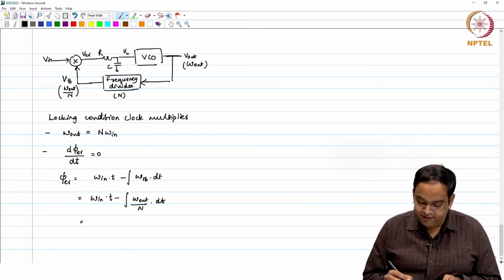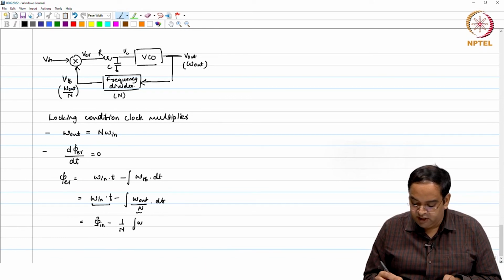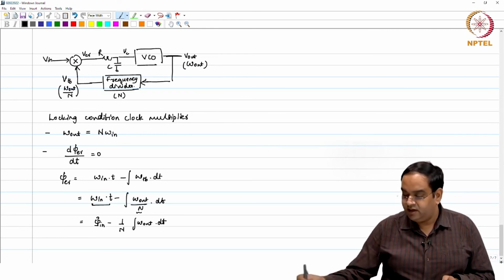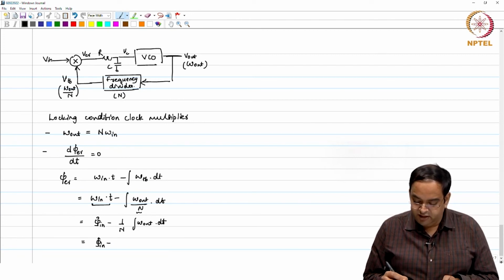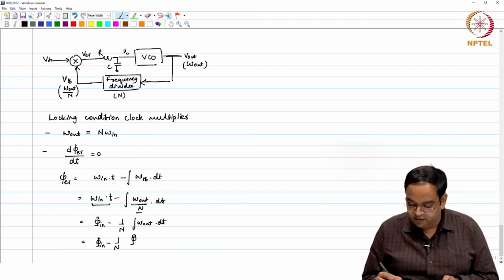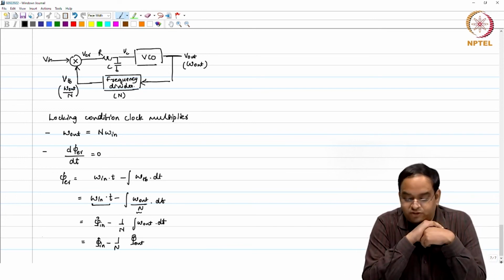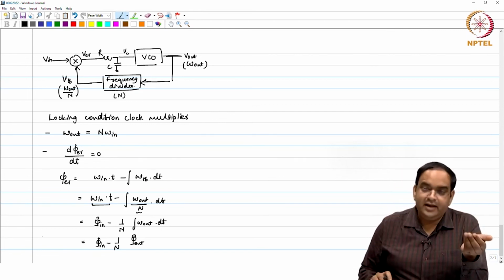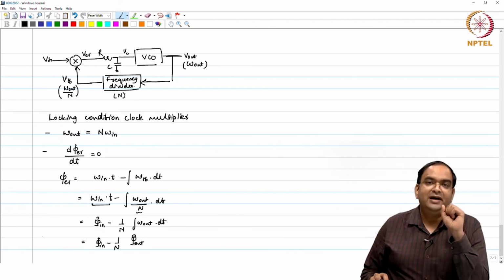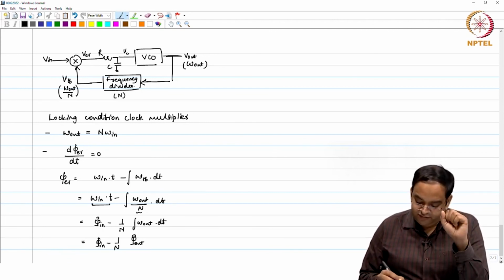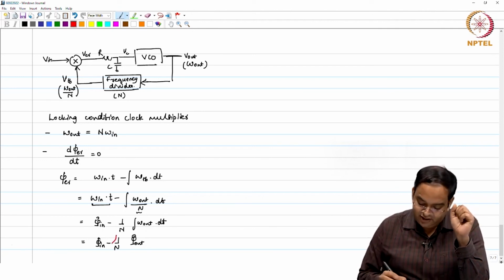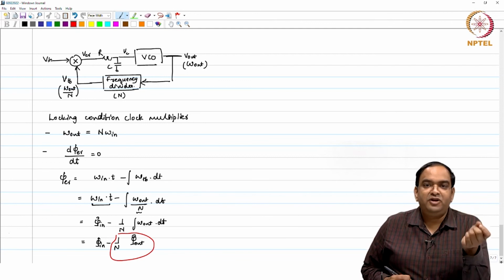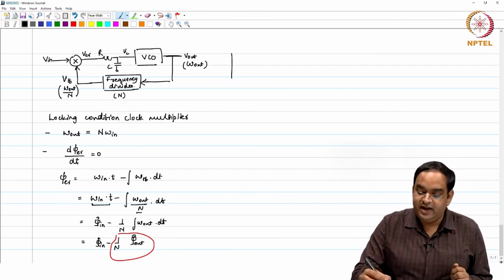If you look at it, this is a little interesting: the integral of omega in dt is phi in. The 1 by n is a constant here, I can take n out, and do omega out integral dt. What is the integral of omega out dt? That is phi out. So, what is interesting here? If you are dividing the frequency by n in the feedback path as shown, then for the phase you are actually dividing the output phase by n. Your feedback phase is output phase divided by n.